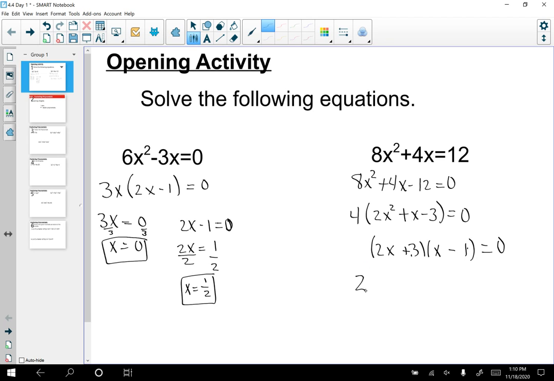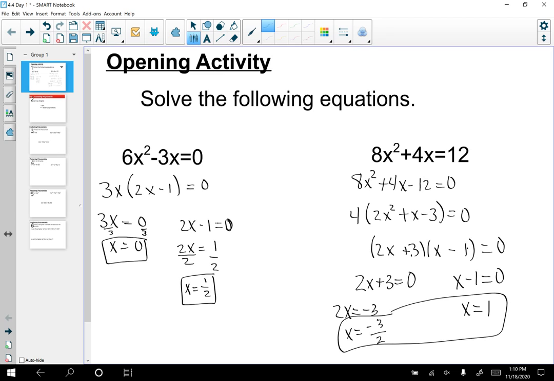So I set each term equal to 0. And I get x equals 1. 2x equals negative 3. X equals negative 3/2. Okay, and those are my solutions. That was a review of chapter 3.